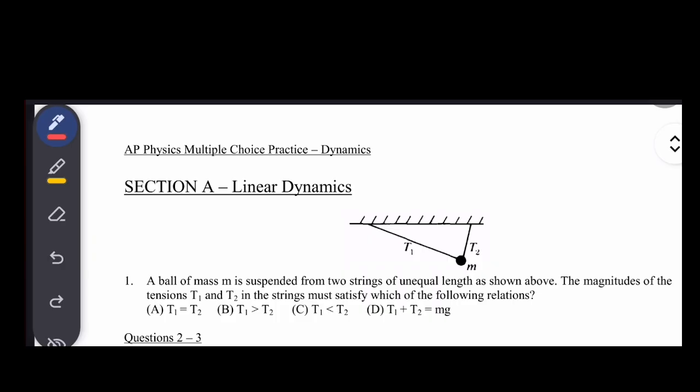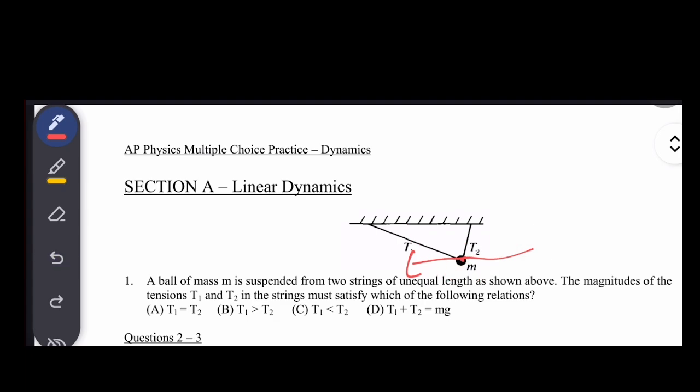So since we know that the ball is stationary in equilibrium, the forces in the x direction must be equal to each other. And I know that's hard to comprehend at first, but trust me, if one of them was greater, the ball would be moving. If T1 was greater, it would be moving to the right. If T2 was greater, it would be moving to the left. But since they are both equal in magnitude in the x direction, they cancel out each other, making sure the ball stays stationary in equilibrium.